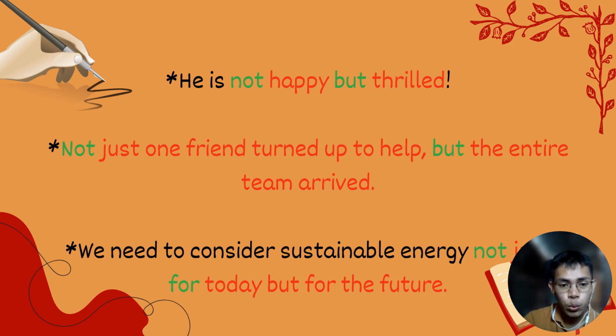We have here example, the first one. He is not happy but thrilled. As you can see, he is not happy, meaning it negates the feeling happy, but it emphasizes the fact that he is thrilled. He is not happy, but he is thrilled. Hope you understand. Another one is, not just one friend turned up to help, but the entire team arrived. And the third one is, we did not consider sustainable energy just for today, but for the future.